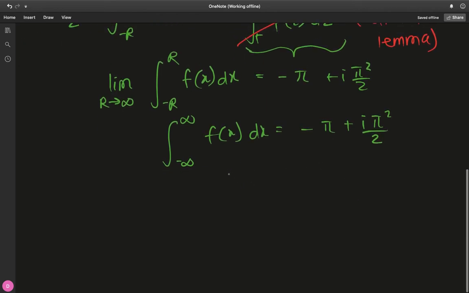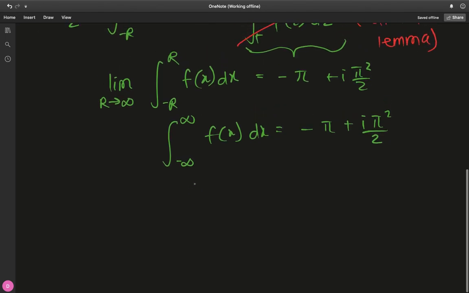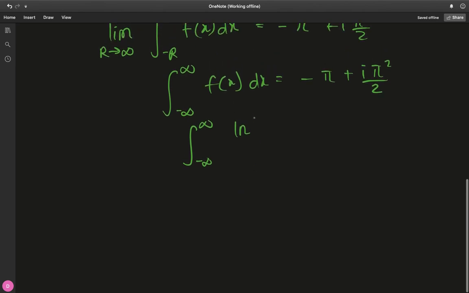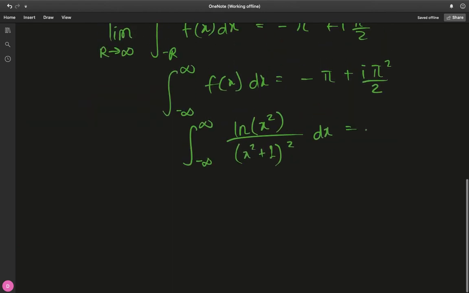And we can just substitute f of x. What was our f of x? It was just this, right? i times the integral from minus infinity to infinity of natural log of, in place of u, let's write everything in terms of x squared divided by x squared plus 1, the whole thing squared, dx. Let's check, yeah, that's right. It is equal to minus pi plus i pi squared over 2.